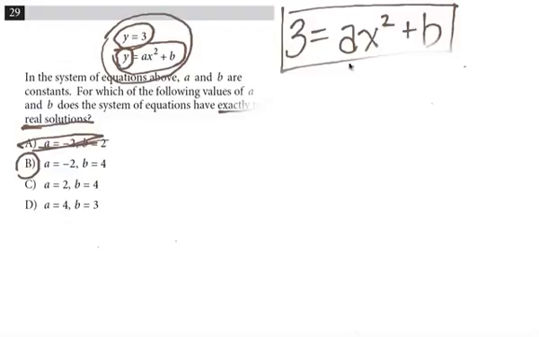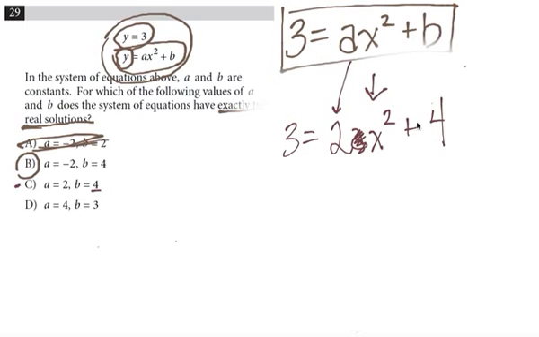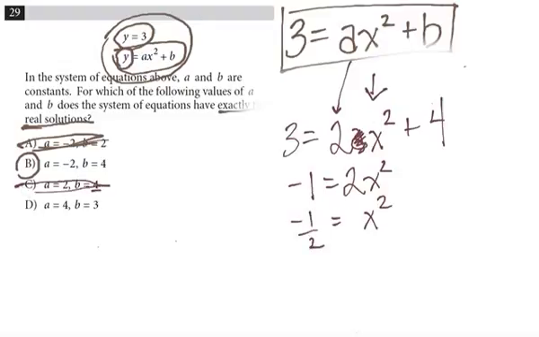Okay, so we'll try the same thing, only now using choice C. 3 equals 2x squared plus 4, since a was 2. I can subtract 4 from both sides and get negative 1 equals 2x squared. I have that same negative problem: x squared equals negative 1/2. Same problem as in choice A. So then let's try choice D.